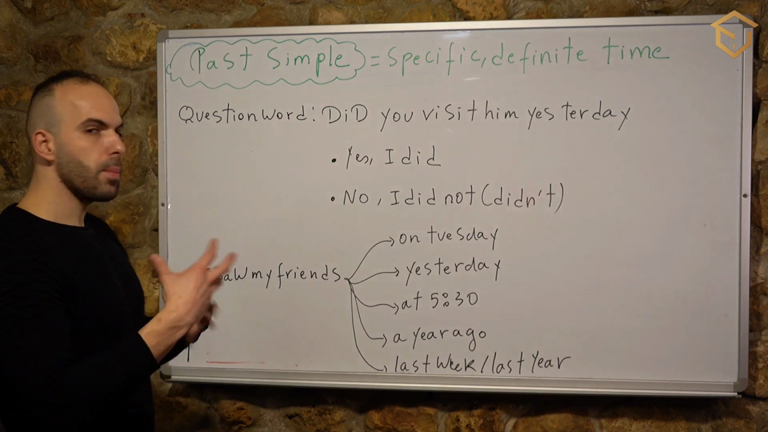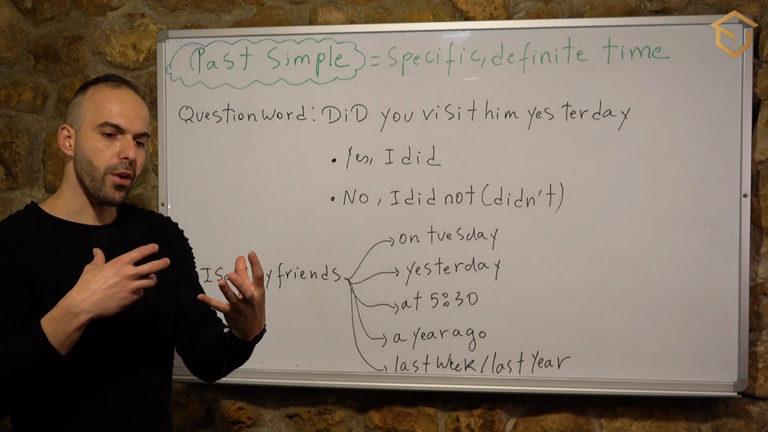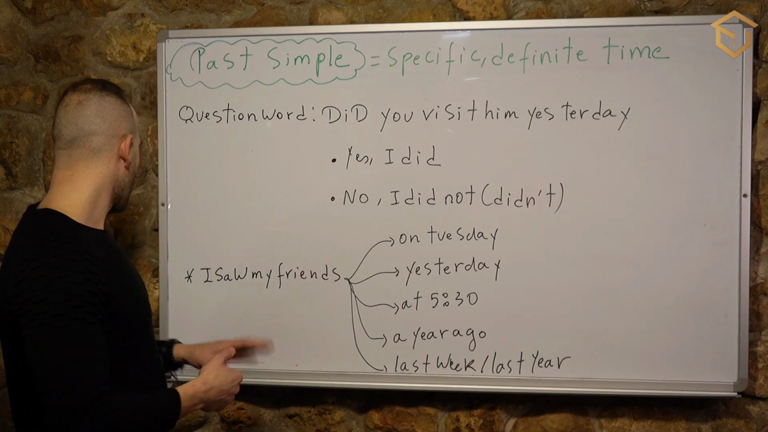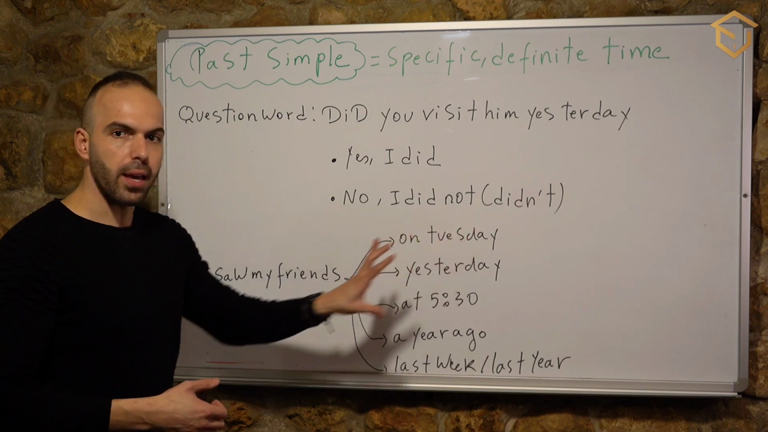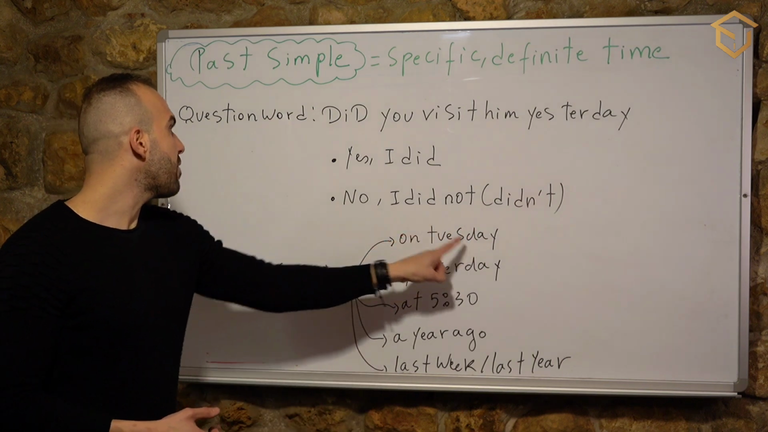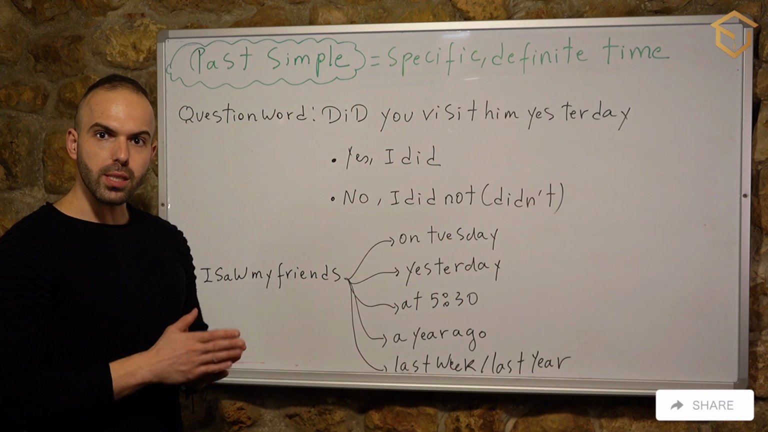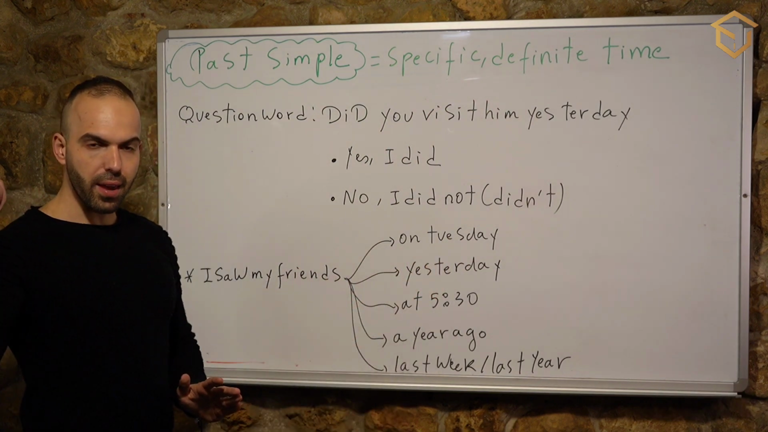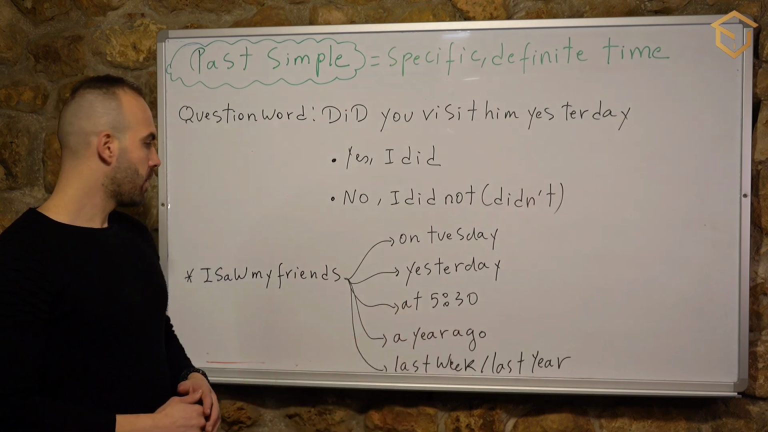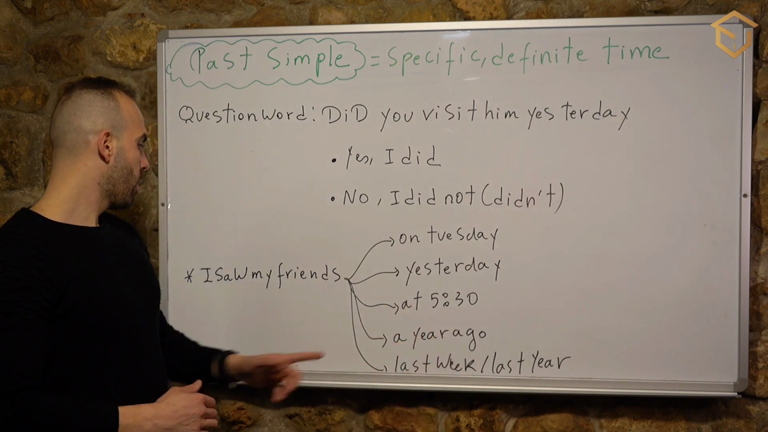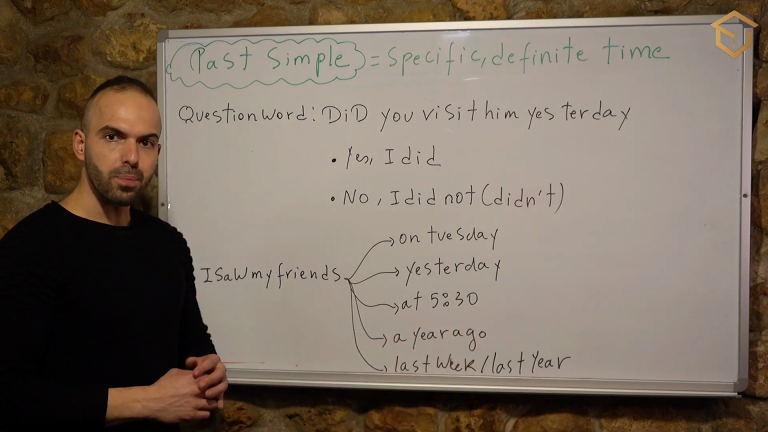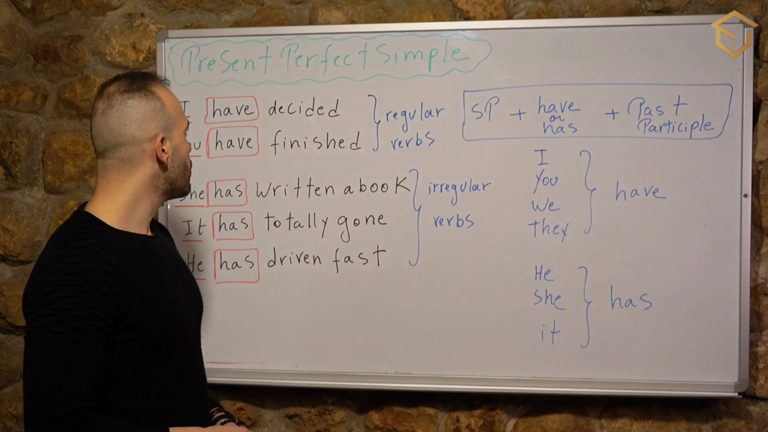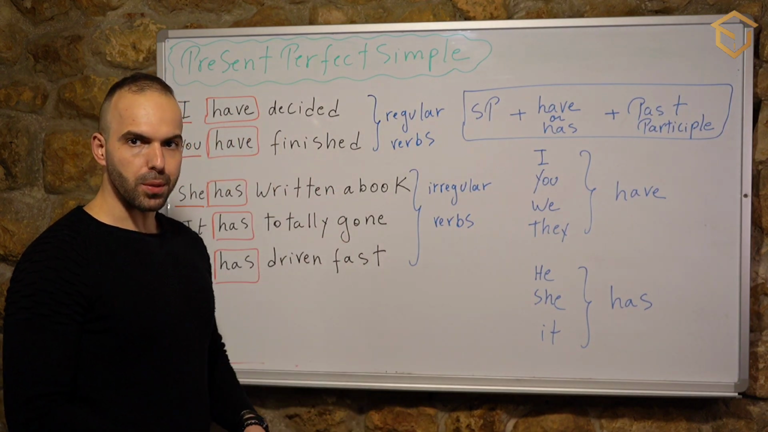Moving now to some example sentences to make sure that you understand the usage of the past simple form. I saw my friends on Tuesday. So as you can see, that's a definite time: on Tuesday. I saw my friends yesterday. Yesterday. At 5:30. A year ago. Last week. Last year. There's a specific time, a definite time.